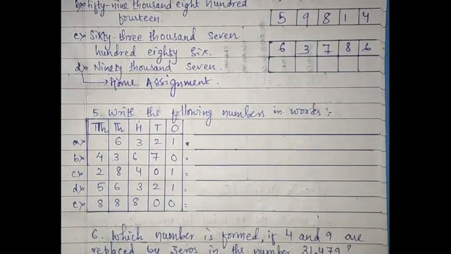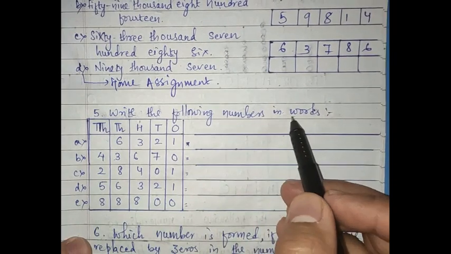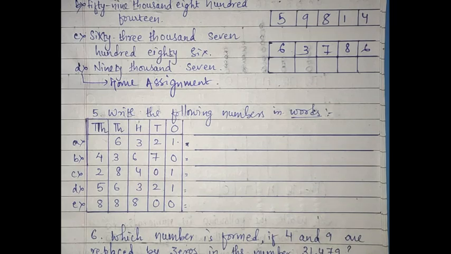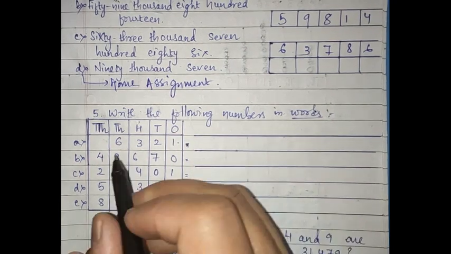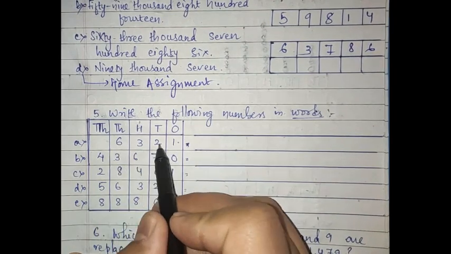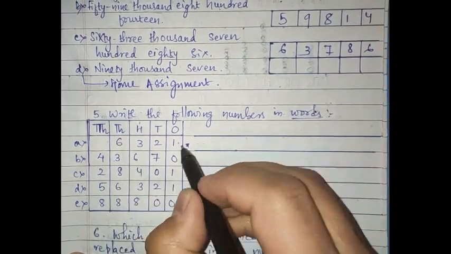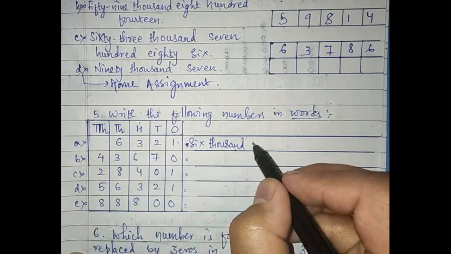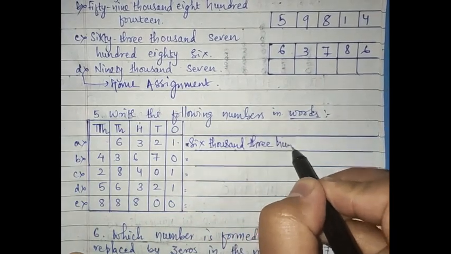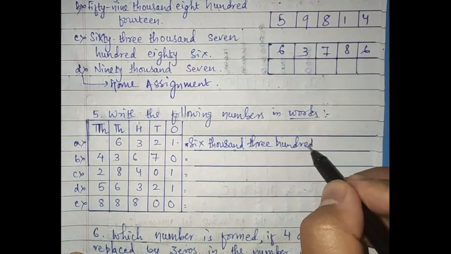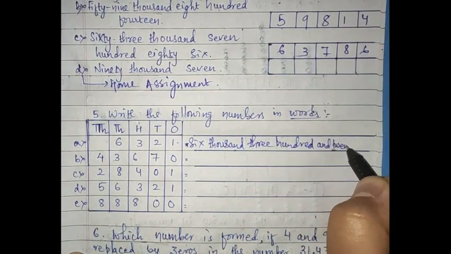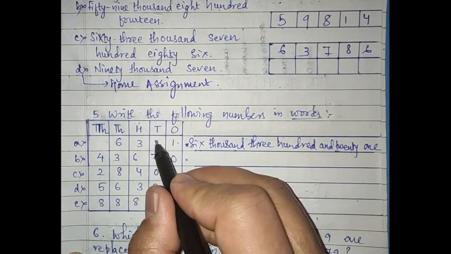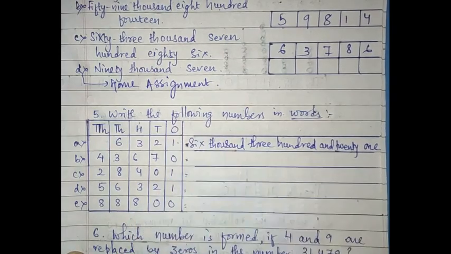Okay, moving on to the next question. Question number 5. Write the following numbers in words. Now, it is given in numeral form and you have to write it in word form. So the first question is 6321. So 6 is in which position? 1000. So what are you going to write? 6000, no? Because 6 is in the 1000 position, and 300 because 3 is in the 100 place, and 21 because 2 is in the tens position.